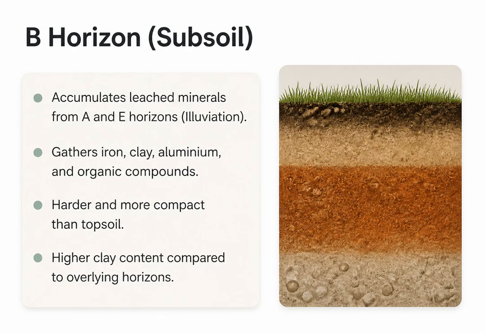So where do all those leached materials go? They end up in the B horizon, or the subsoil. This layer accumulates the iron, clay, aluminum, and organic compounds washed down from the A and E horizons, a process known as illuviation. Because of this accumulation, the B horizon has a much higher clay content, making it harder and more compact than the topsoil above it.